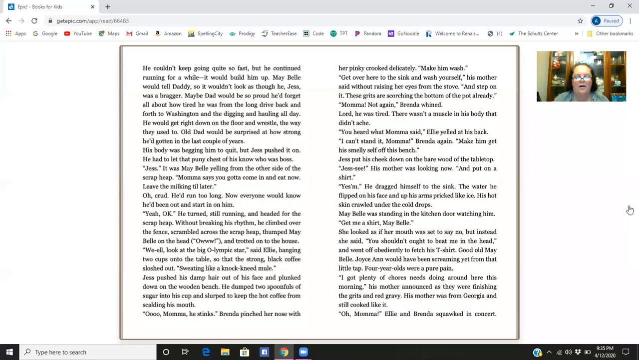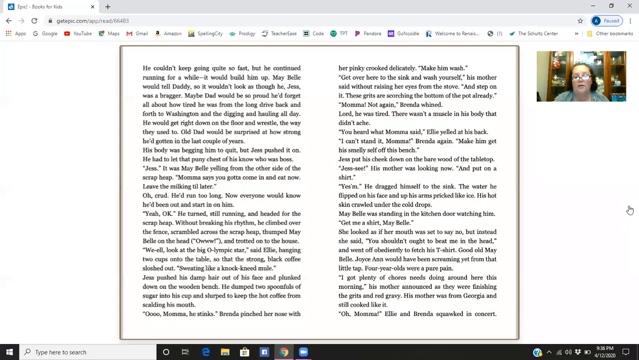Jess pushed his damp hair out of his face and plunked down on the wooden bench. He dumped two spoonfuls of sugar into his cup and slurped to keep the hot coffee from scalding his mouth. "Oh, Mama, he stinks." Brenda pinched her nose with her pinky crooked delicately. "Make him wash." "Get over here to the sink and wash yourself," his mother said without raising her eyes from the stove. "And step on it. These grits are scorching the bottom of the pot already." "Mama, not again," Brenda whined.